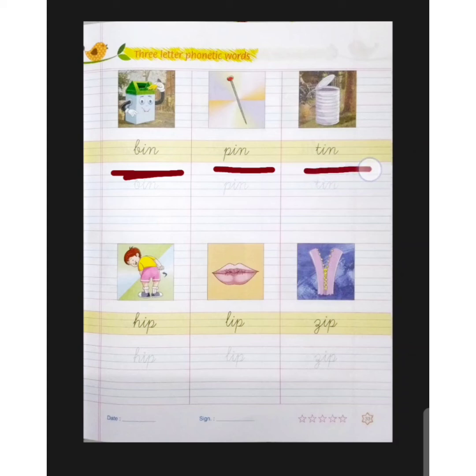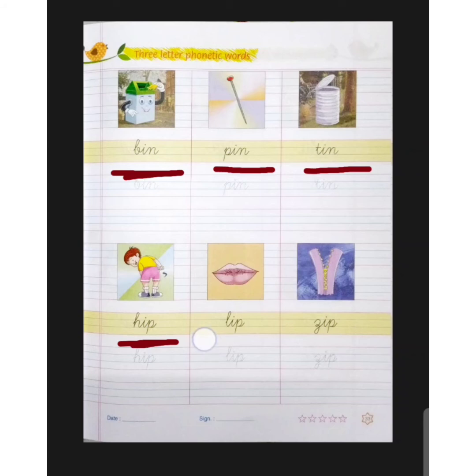You can see the picture. Tin, tin. T से stir और in in, so क्या हो गया? Tin, tin. Now we come down. Now the first picture is hip, hip. It is a part of body. You can see the arrow. The boy is also showing the part hip, hip.